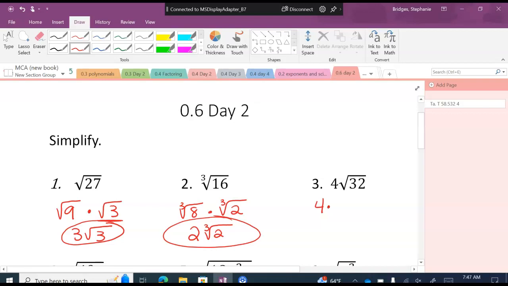Am I dealing with a square root, cube root, or fourth root here? Square root. So I'm going to my squares. 32 is not on my list. So I go to the number that's closest to 32 without going over. Does 25 divide into 32 evenly?